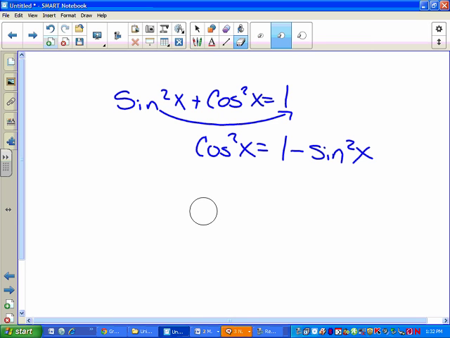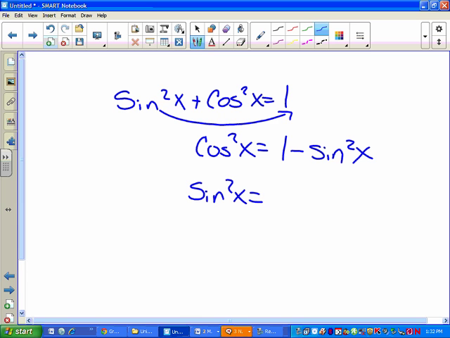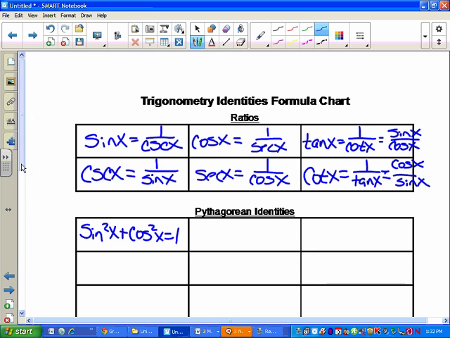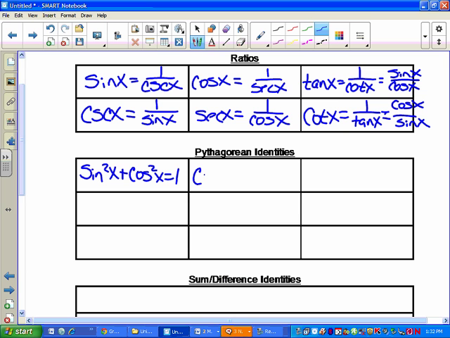In the same token, sine squared x would equal 1 minus, think about it, this time we'd take the cosine across. So it's cosine squared x. So let's add those two to our identities chart. So those are cosine squared x equals 1 minus sine squared x, and sine squared x equals 1 minus cosine squared x.